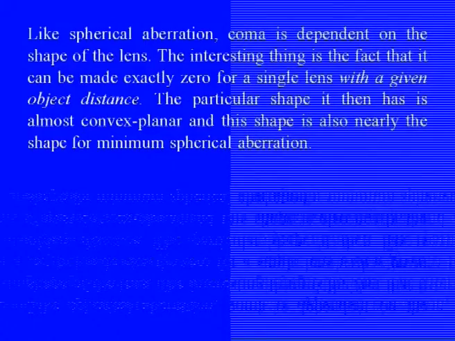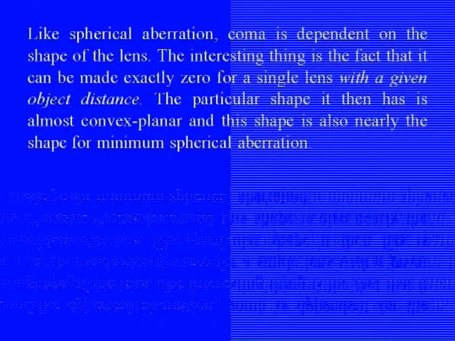Now, this property of the upper lens, however, holds strictly only for rays from a single point M and not for points adjacent to it. That is a limitation with this arrangement. Now, like spherical aberration, coma is dependent on the shape of the lens, but the interesting thing is the fact that it can be made exactly 0 for a single lens with a given object distance. This is important, with a given object distance.